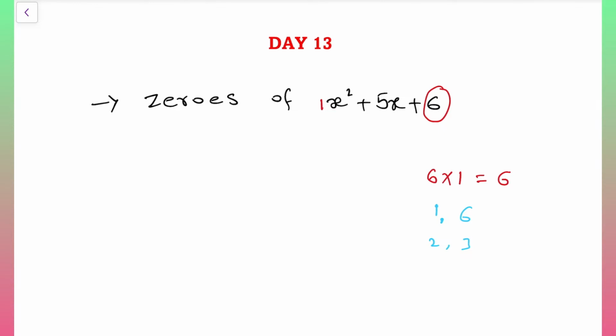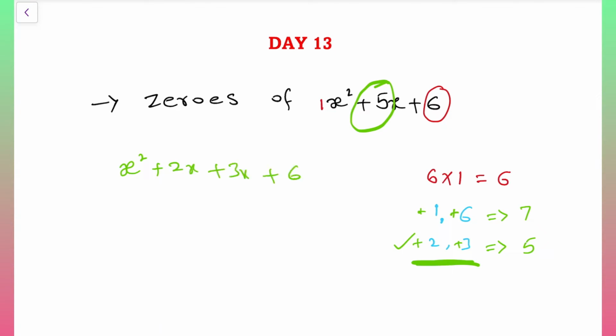Now in the given quadratic polynomial, if all the terms are positive, keep everything here also as positive. Plus 1 plus 6 is plus 7, plus 2 plus 3 is plus 5. If we observe clearly, this middle term is plus 5. So this second pair is the correct pair. First term write as it is, x square, and plus 5x we need to replace with 2x and 3x. Plus 2x plus 3x. Last term plus 6 as it is.